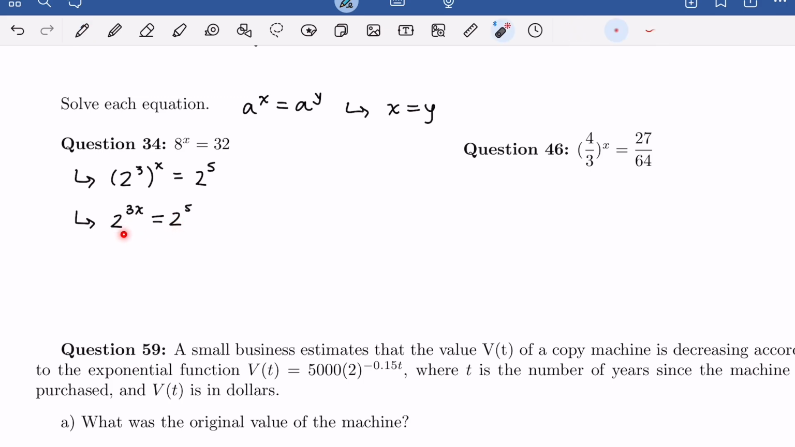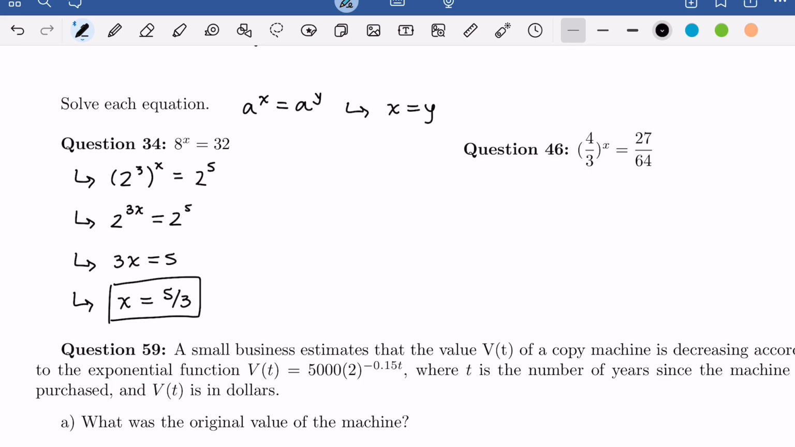So now that we have the same base on both sides of our equation, using this property here, this means that their exponents must be equal. So we have 3x is equal to 5, and then we can easily solve for x by dividing by 3 on both sides, and so we're going to get that x is equal to 5/3.